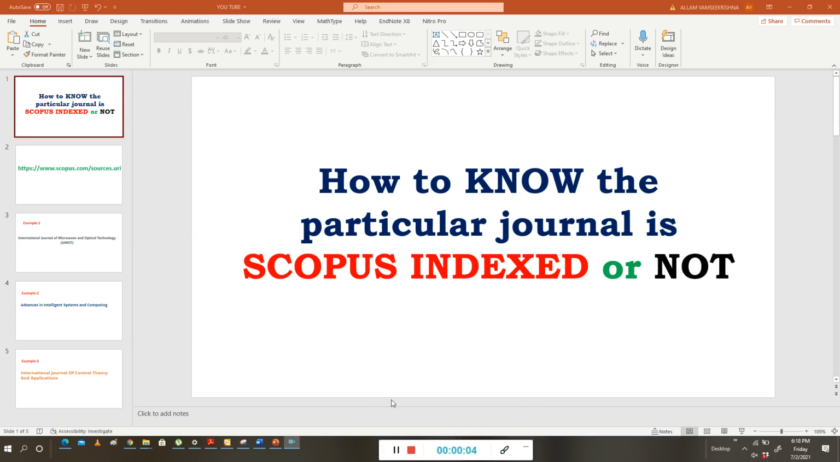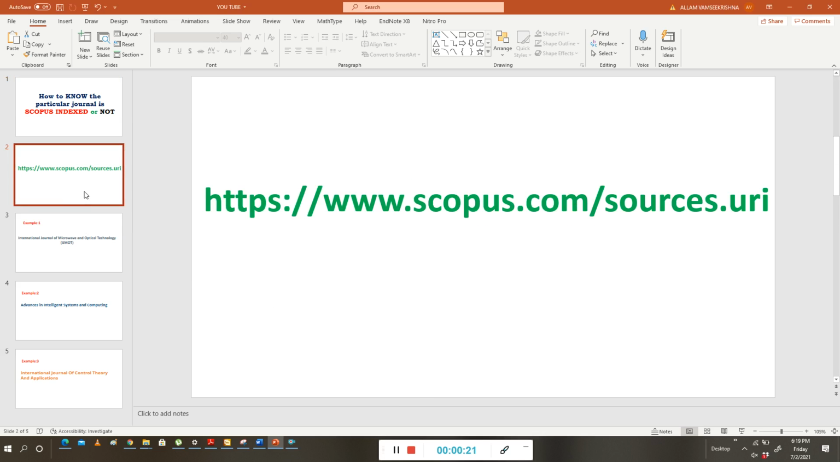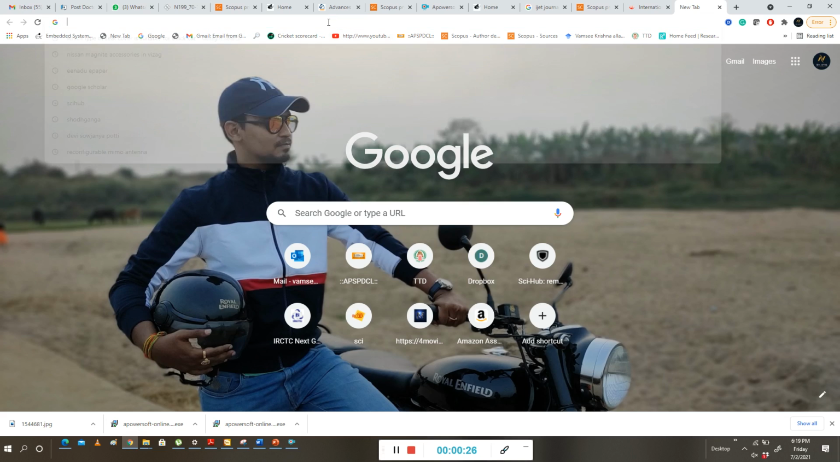How to know whether a particular journal is Scopus indexed or not? So today we'll learn about this. Generally, most researchers wonder how to know if a journal is Scopus indexed or not, right? For this, first go to the Scopus website. I'm going to this website, please go to Scopus.